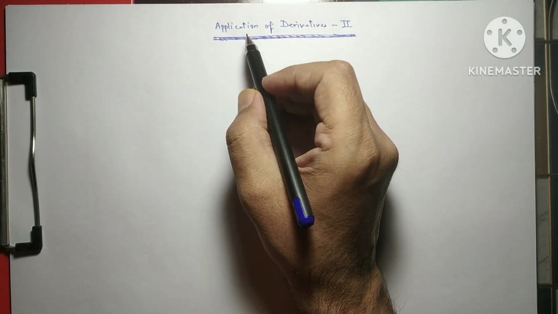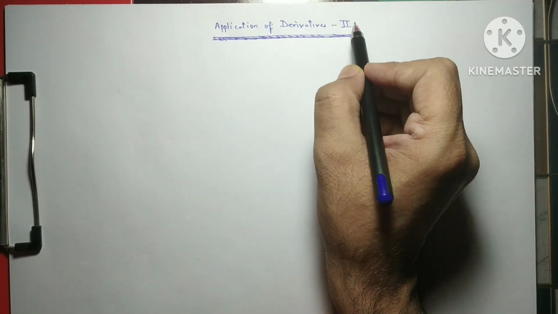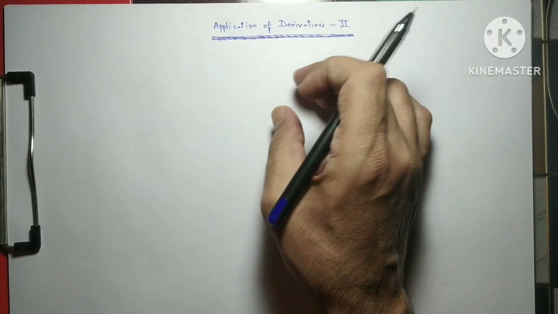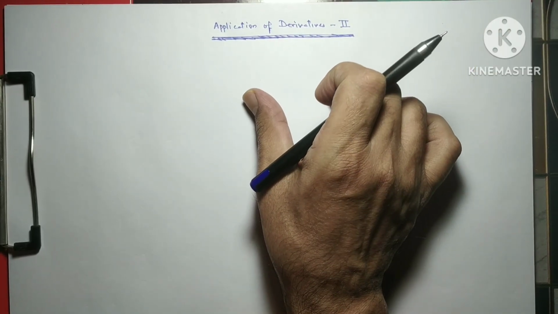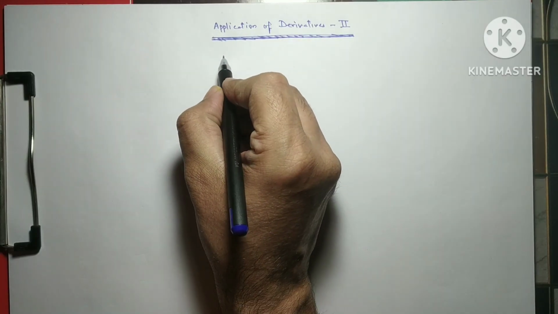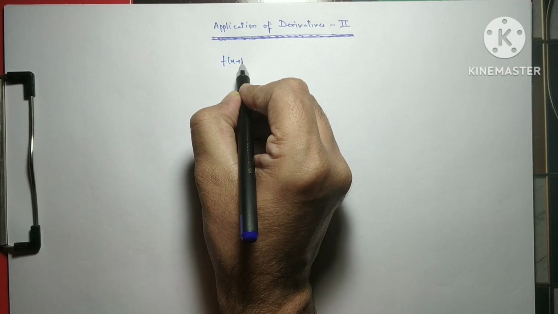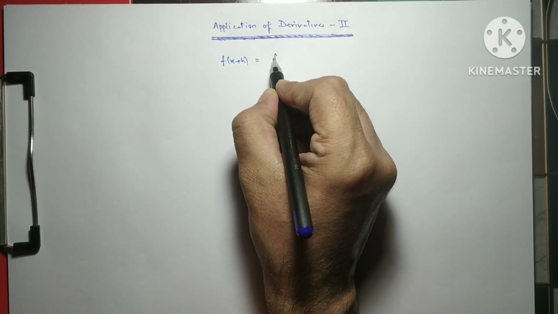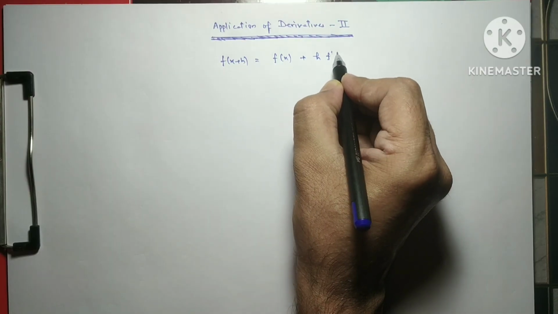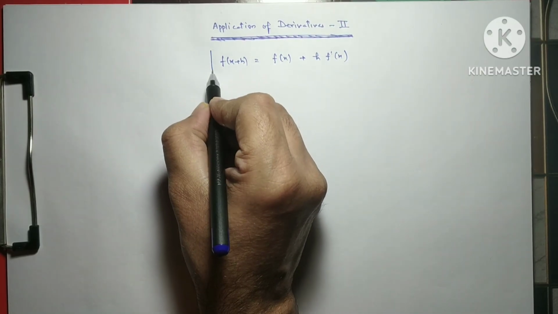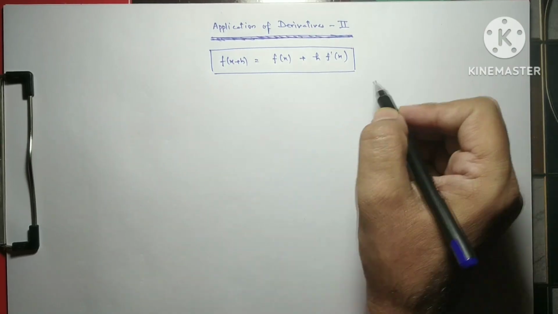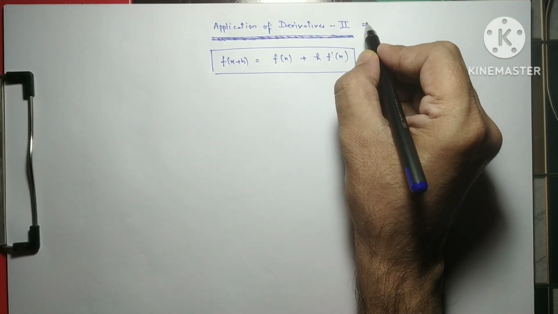Today we will discuss the topic application of derivatives, part 2. Previously we discussed the basics of application of derivatives, in which we use the basic formula f(x + h) = f(x) + h f'(x). This is the formula by which we will collect the approximate values of the functions.